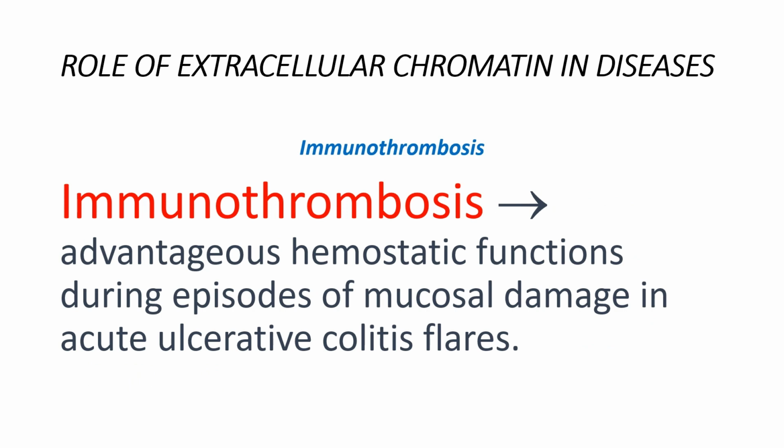Also, in other diseases like pancreatitis, it has been demonstrated that neutrophil extracellular traps or NETs can obstruct not only blood vessels but also glandular ducts. In addition to their role in physically entrapping microbes, immunothrombosis also serves advantageous hemostatic functions during episodes of mucosal damage in acute ulcerative colitis flares. In this scenario, the absence of PAD4, which is an important factor of the NETosis process, is linked to mucosal blood loss. So in addition to having a bad scenario in some diseases, immunothrombosis in others can serve on the beneficial side.